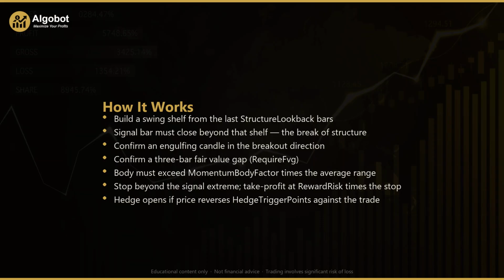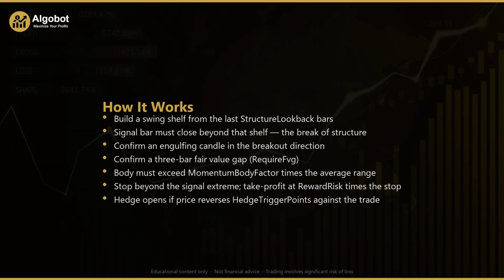For a long, the just closed signal bar must close above the resistance shelf. For a short, it must close below the support shelf. The second condition is the engulfing pattern. For a long, the signal bar must be a bullish candle that fully engulfs the previous candle's body. For a short, it's the mirror image, a bearish candle engulfing the prior body. This helps confirm that the breakout came from a decisive candle rather than a quiet drift through the level.